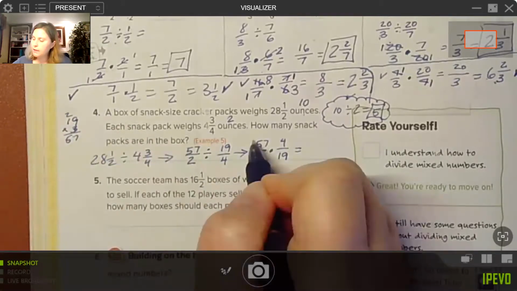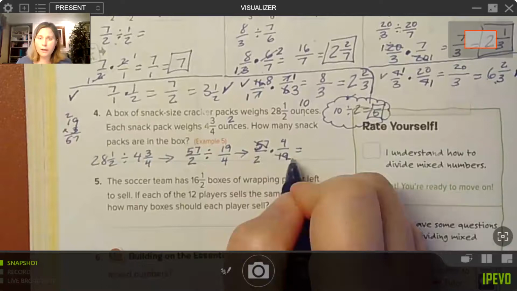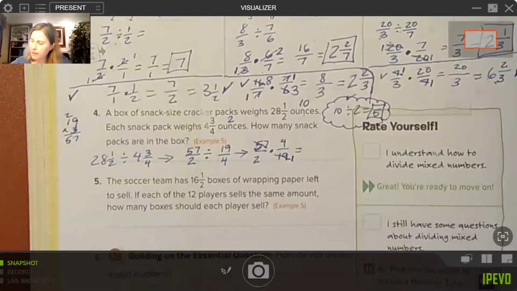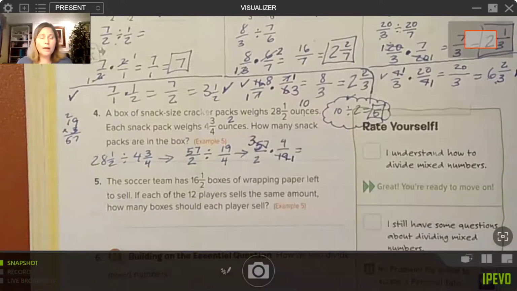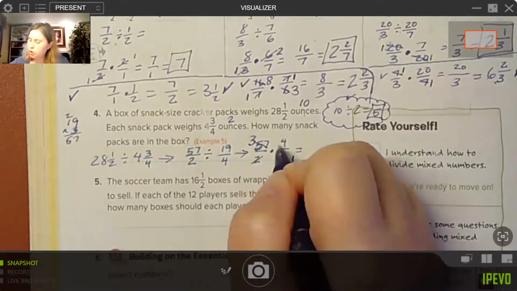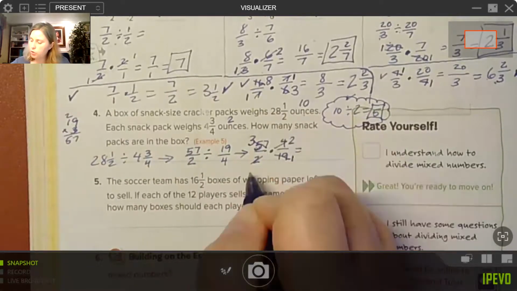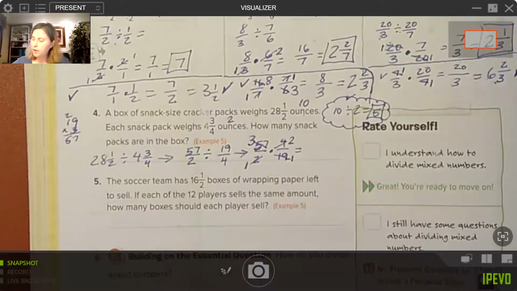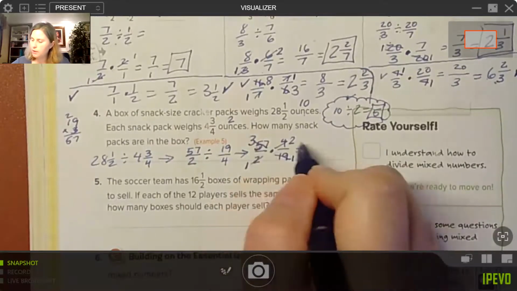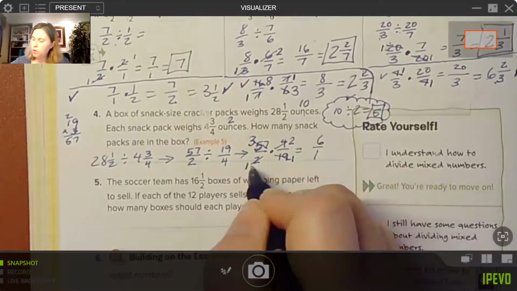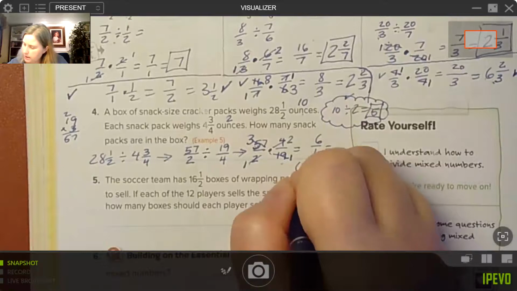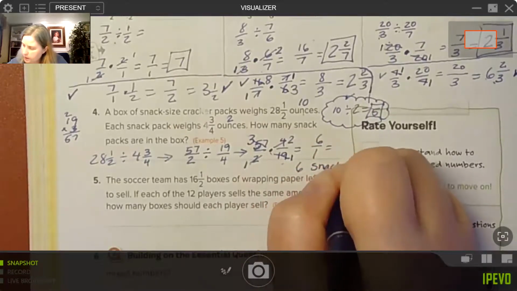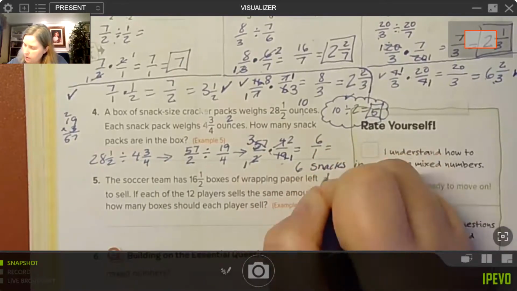So I can cross cancel. 19 divided by 19 is 1. 57 divided by 19 is 3. Okay, so then I look at my 2 and my 4. Can I cross cancel there? Yes. 2 and 4 are both divisible by 2. 4 divided by 2 is 2. 2 divided by 2 is 1. And then I multiply. 3 times 2 is 6. 1 times 1 is 1. So there were 6 snacks in the box.